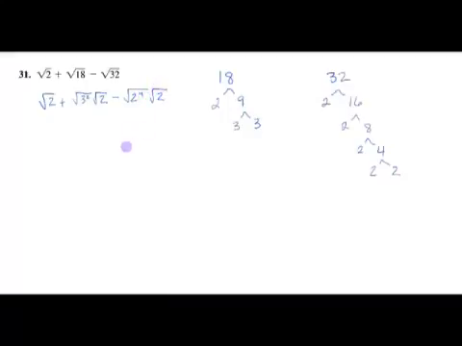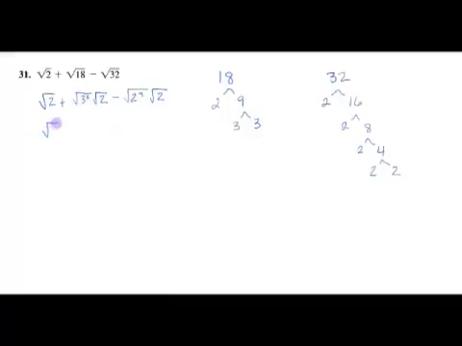So first with 18, 18 is 2 times 9, 9 is 3 times 3. With 32, it's 2 times 16, 2 times 8, 2 times 4, 2 times 2. So this problem is the square root of 2 plus the square root of 3 squared times the square root of 2 minus the square root of 2 to the 4th times the square root of 2.